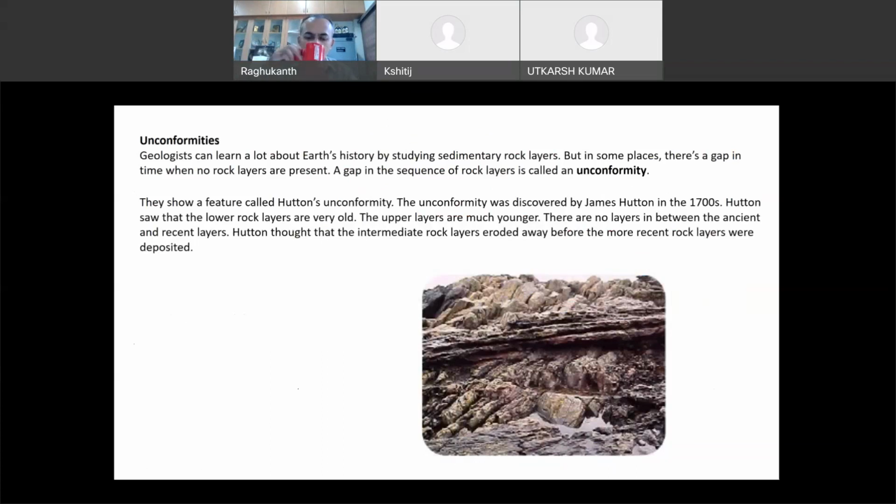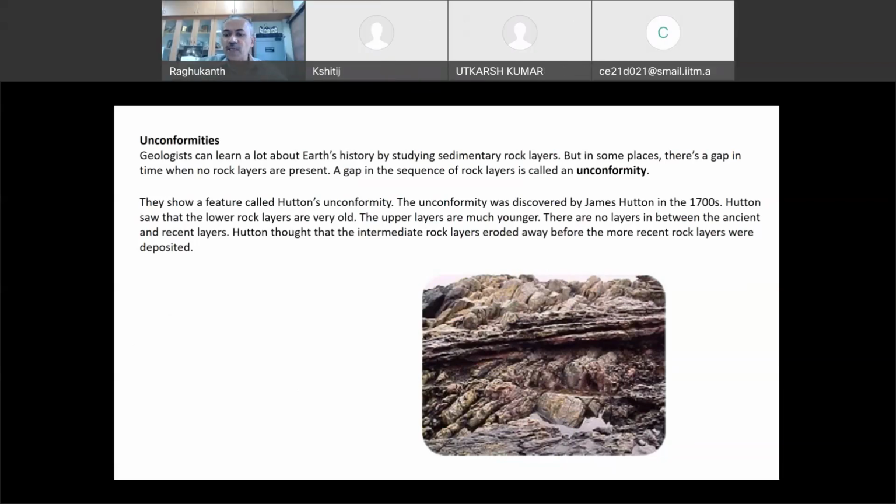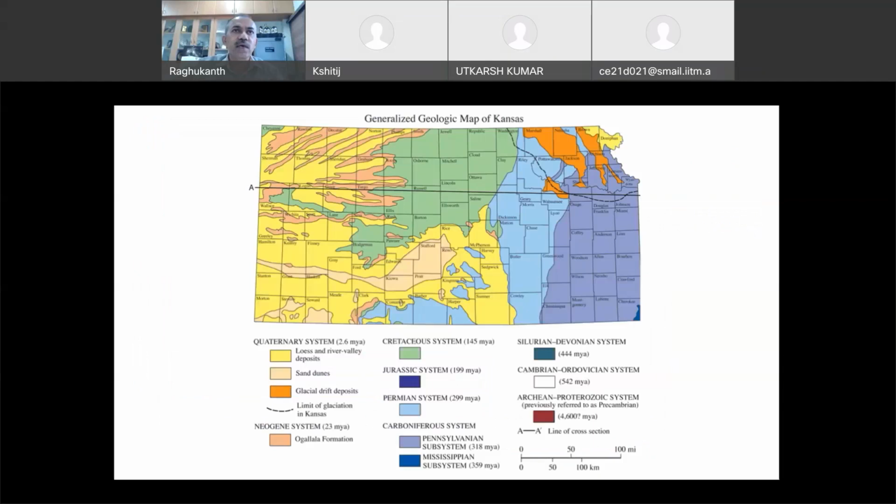Yeah. See, what is meant by unconformity? Like last class I told you, right? What is the speciality of these unconformities? Yeah, we said in the last class, right? What did we say?